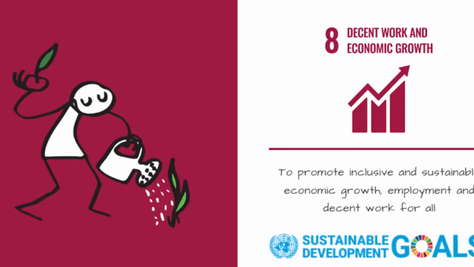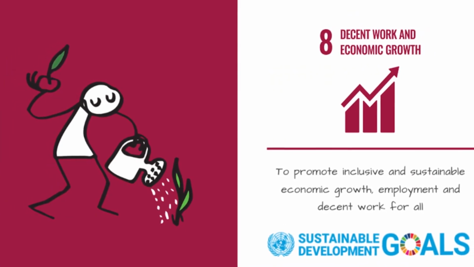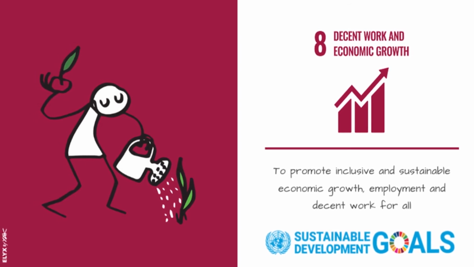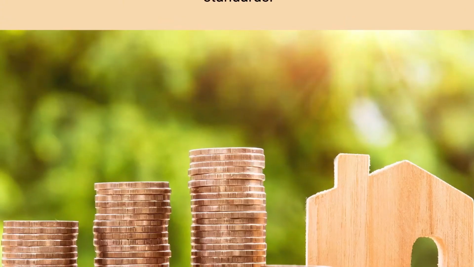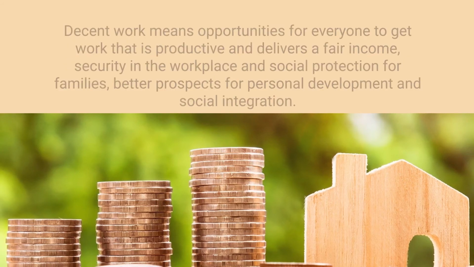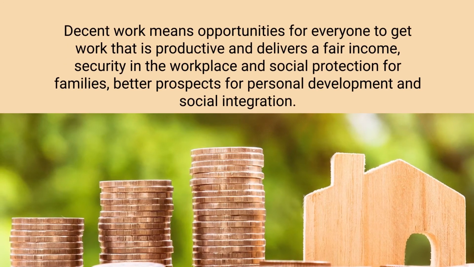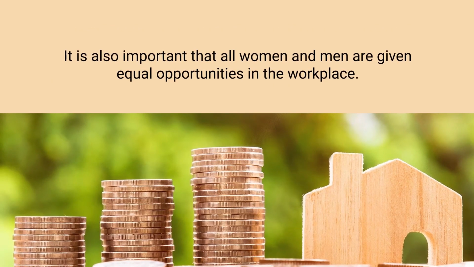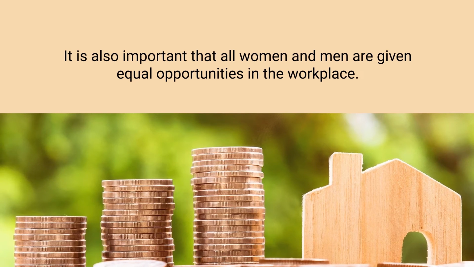Goal number 8 is on decent work and economic growth, that is, to promote inclusive and sustainable economic growth, employment, and decent work for all. Sustained and inclusive economic growth can drive progress, create decent jobs for all, and improve living standards. Decent work means opportunity for everyone to get work that is productive and delivers a fair income, security in the workplace, and social protection for families, better prospects for personal development and social integration. It is also important that all women and men are given equal opportunities in the workplace.